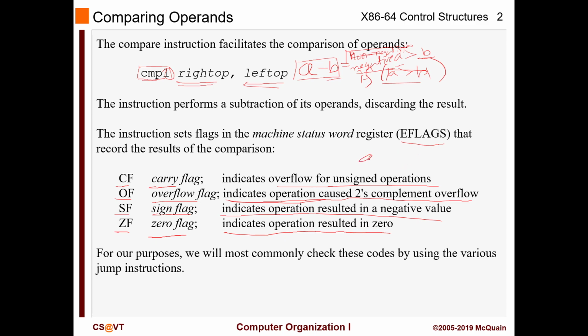If they are equal to each other, then a minus b is going to be 0, and that's when the ZF is set. SF is set when a is less than b, because their subtraction was negative.